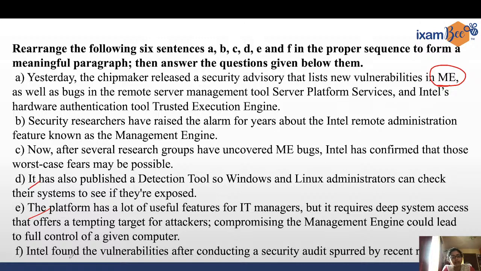"Intel found the vulnerabilities after conducting a security audit spurred by recent research." The vulnerabilities have already been mentioned. So we are not getting any further, right? Which means, let's look at option B as the first sentence. You see how I am following the clues like a detective and trying to find the first sentence.